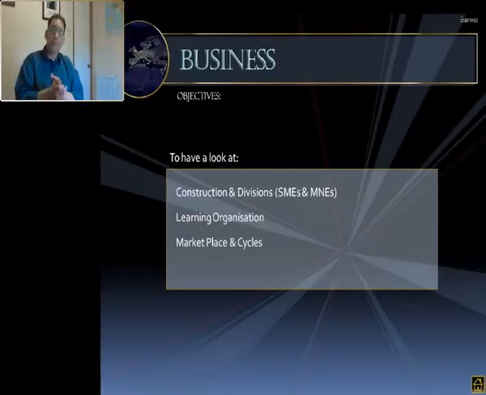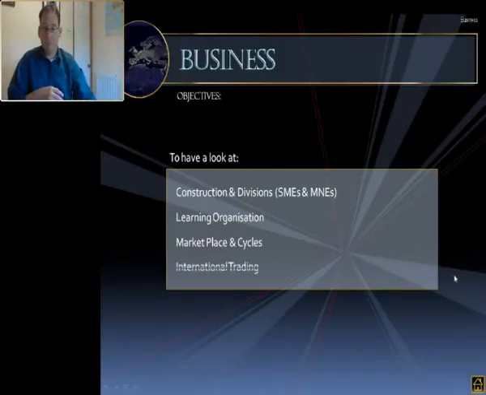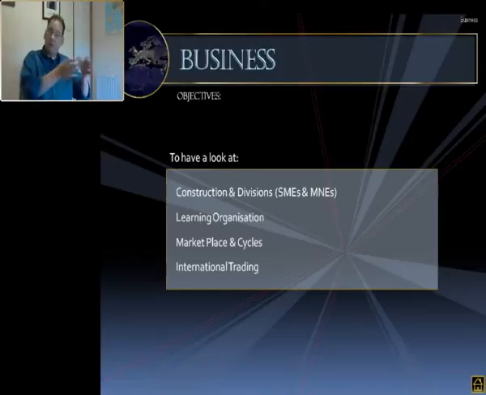Marketplace and cycles. So we're looking at the marketplace, again, only in its basics. We could really blow this out, and we'll have a look at the cycles. International trading. So it's at this point that we show the comparable likenesses between markets, but it's also a linking point into the final parts of politics.